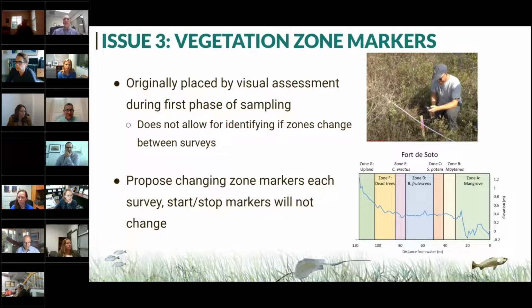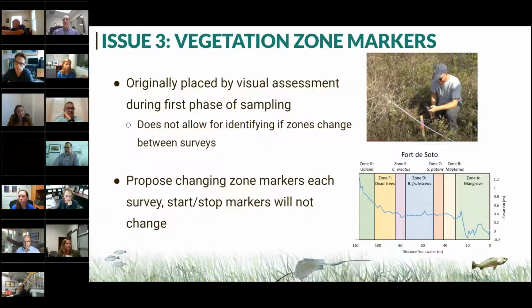Next slide. And then finally, our third change that we're proposing has to do with the vegetation zones. These were zones that were just visually assessed when we first established these transects. You can see in the figure in the lower right, for example, it goes from zone A mangrove to zone B Maetaenus in this case. We just put down wooden stakes at the transition point between these zones. These zones were held the same in the 2018 monitoring.